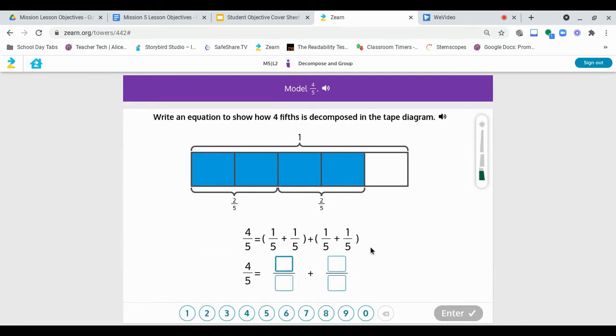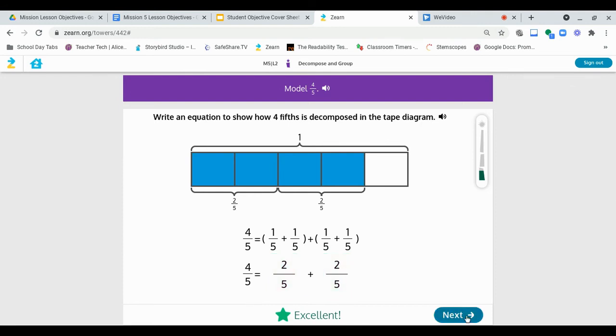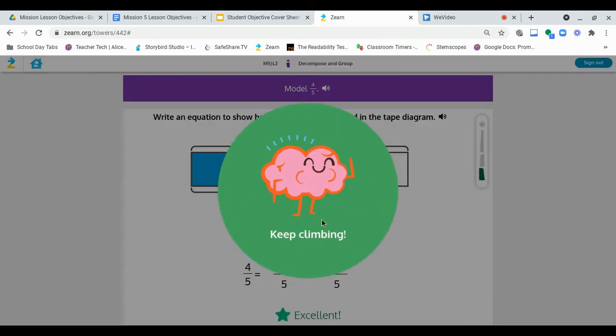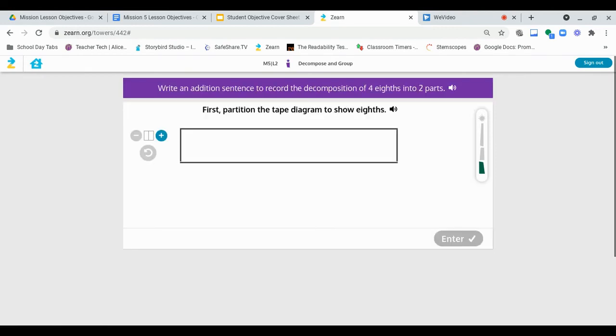Excellent. Now it wants me to write an equation to show how 4/5 is decomposed in the tape diagram. Notice they use different brackets. They bracketed 2 of them at a time. So 2/5 together, 2/5 together. They put a 1/5 and a 1/5 together. What does that equal? Well, 1/5 plus 1/5 is 2/5. And this is the same thing, 2/5. Excellent. Okay, keep climbing.